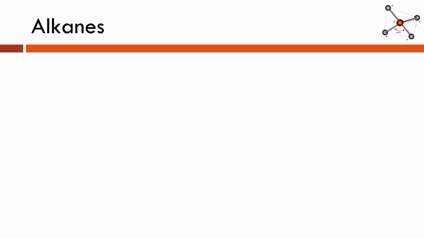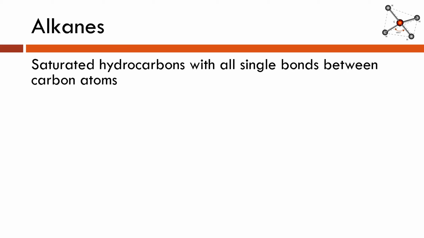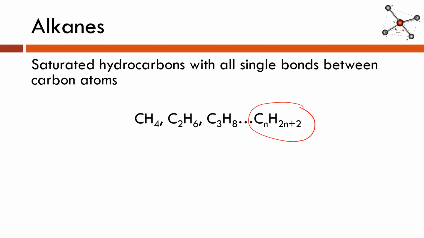In the previous lesson, we talked about the alkanes. Hopefully you remember that alkanes are saturated hydrocarbons, which means the bonds between the carbon atoms are all single bonds. We talked about a series of them. We looked at CH4, C2H6, C3H8, and it turns out that any hydrocarbon that has the general formula CnH2n+2 is going to be a saturated hydrocarbon, or an alkane.